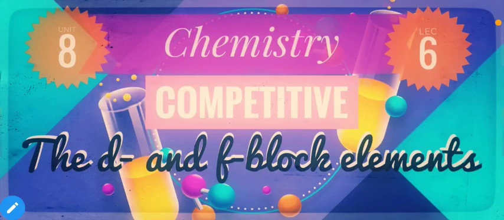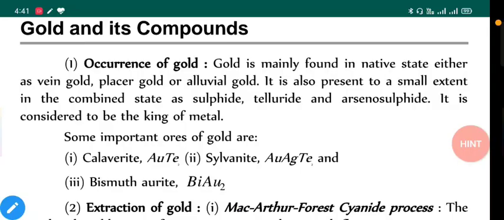So in the previous lecture we discussed silver and its compounds and their properties. Now let's start with our next example. Just like silver, we are going to discuss one more noble metal, gold.